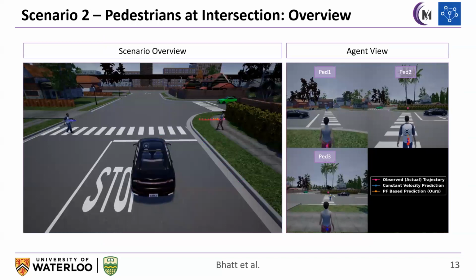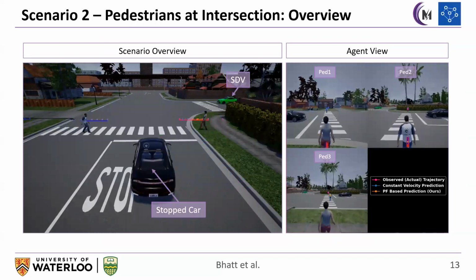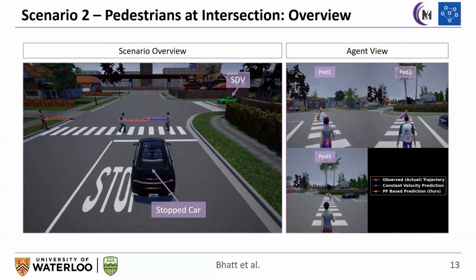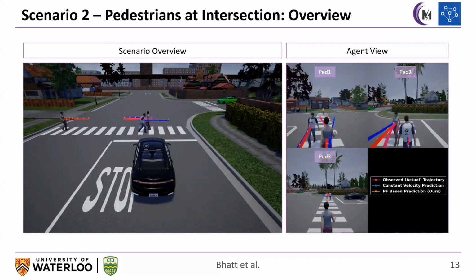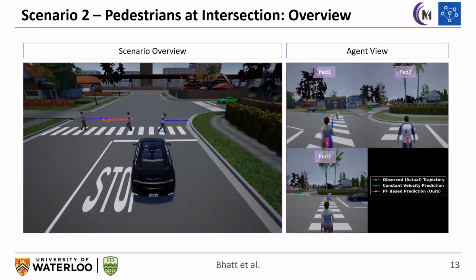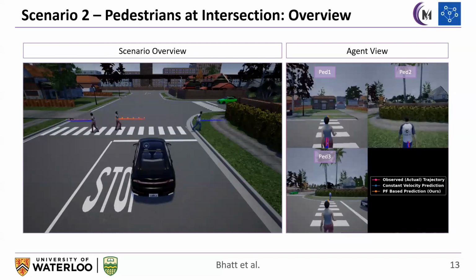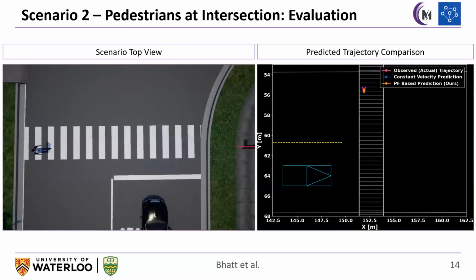Here is the second scenario with a car stopped at a crossing with 3 pedestrians. Note that the motion of pedestrian number 1 is the most dynamic out of these 3. The predicted trajectories can also be seen in the agent view. Once again, here is the top view where our prediction is in orange, the ground truth in magenta, and the constant velocity prediction in blue.